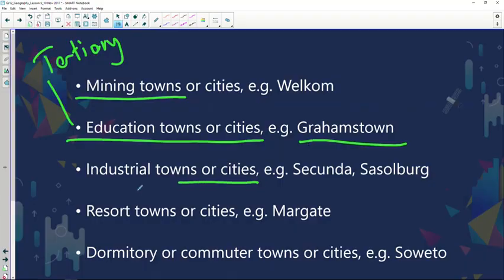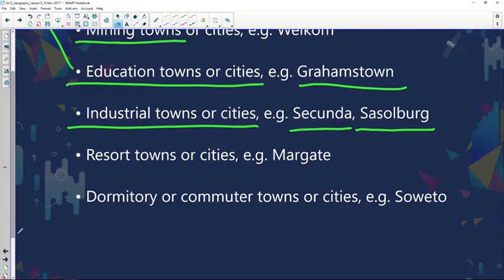Then our next specialized town is industrial towns, cities. That's mainly where manufacturing is taking place. A very good example is Sasolburg. You should know by now, Sasolburg is renowned. What do we make over there? It's basically petrol. So many manufacturing activities taking place over there. And if you look at Secunda, where coal mining is taking place.